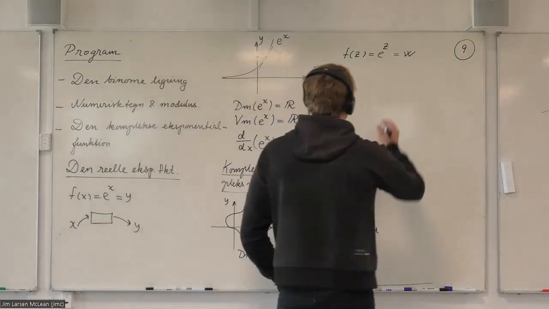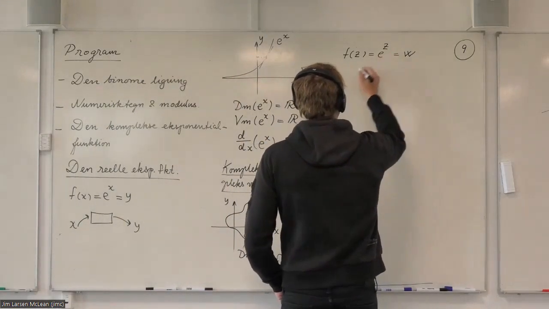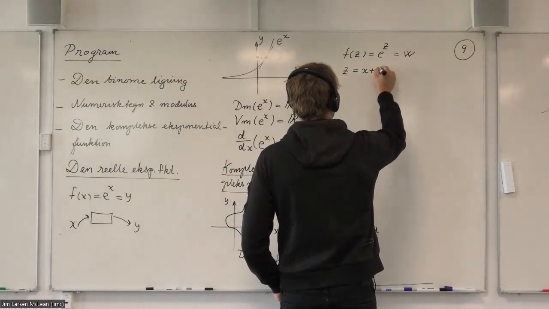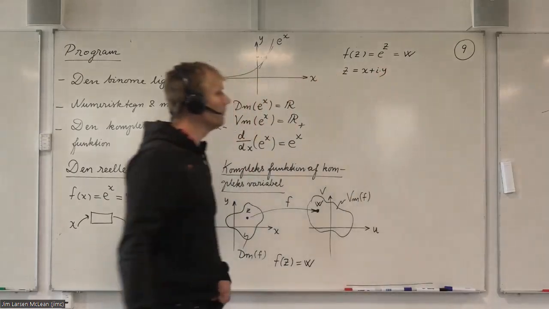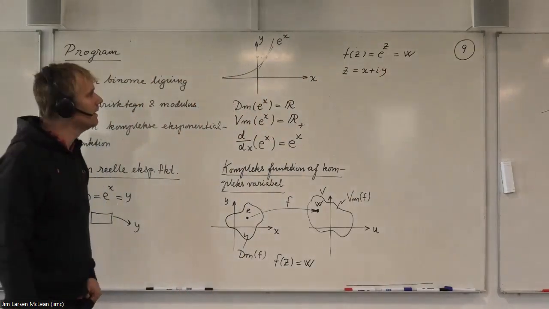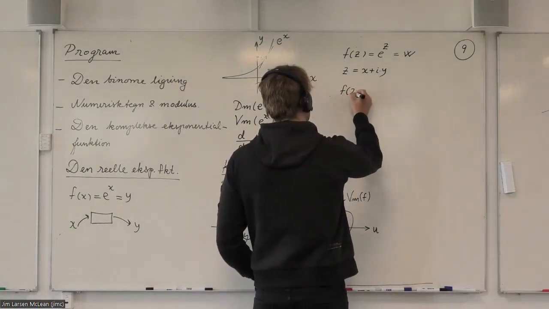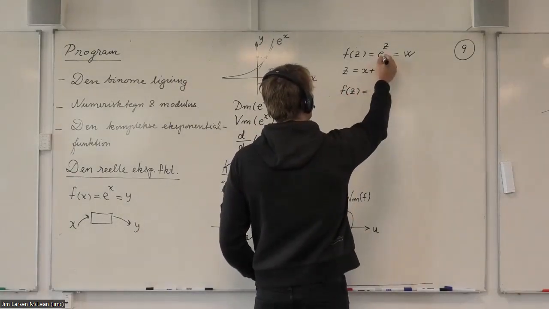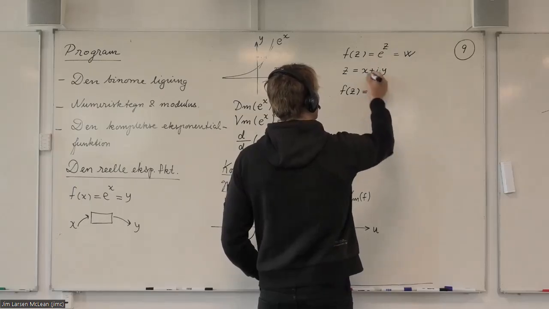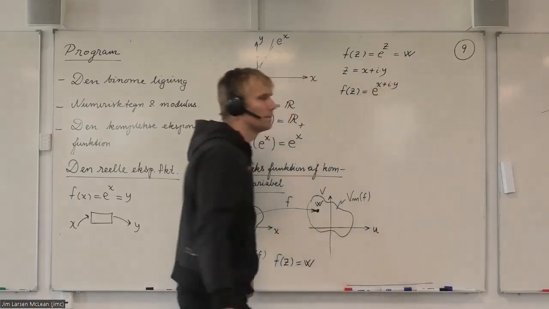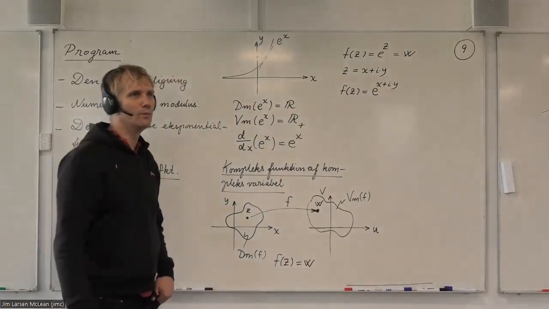Let's see what we get. Let's say that z is written in rectangular form like this, x plus yi. It's in rectangular form. What do we get then? If we let f act on that z, we'll have Euler's number raised to this x plus yi. That must be the result that comes out.